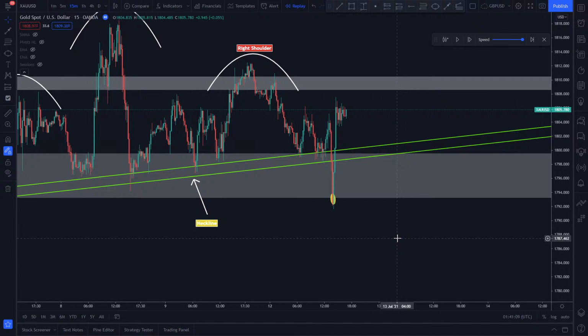Okay, yeah. So the first thing we should talk about is the risk portion of it. How much are you risking per trade?